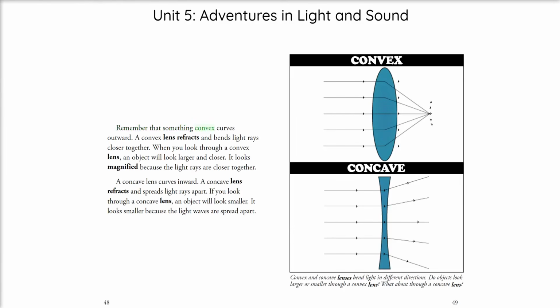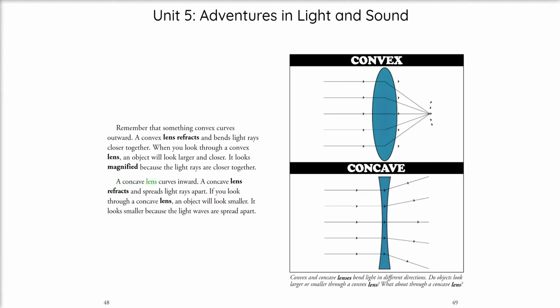Remember that something convex curves outward. A convex lens refracts and bends light rays closer together. When you look through a convex lens, an object will look larger and closer. It looks magnified because the light rays are closer together.